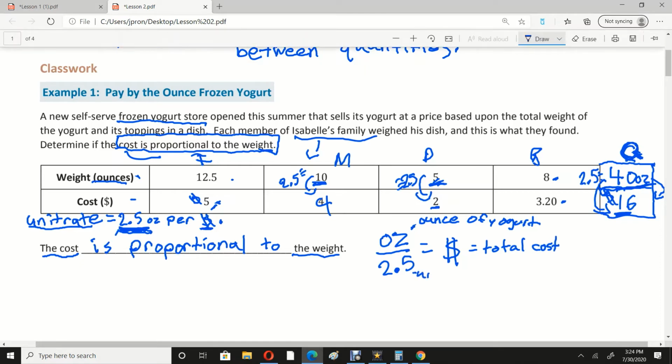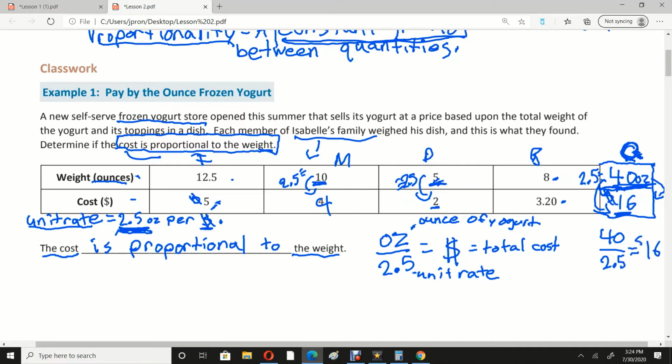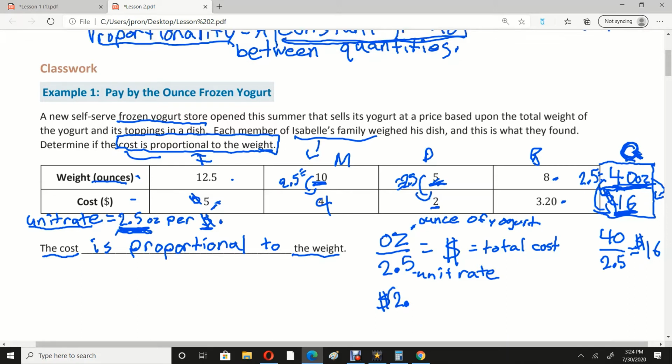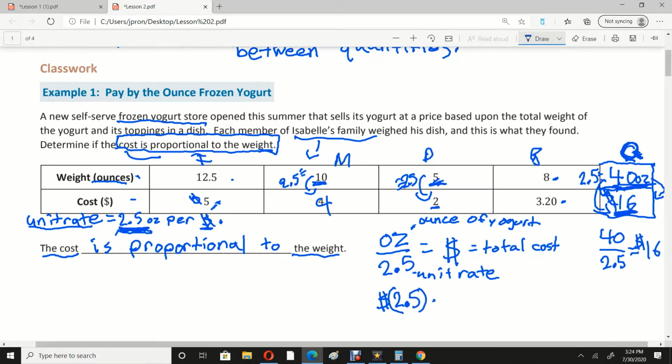And this is our unit rate, right? So in this example, we had Quentin's 40 ounces. We divided it by 2.5 to get the total cost. In the last example with big old cousin Billy, he had told us the amount he paid, which was $10, and we discovered that we could multiply the cost, for example $16, times 2.5 to get the total weight in ounces. So both of these formulas are derived from our unit rate.